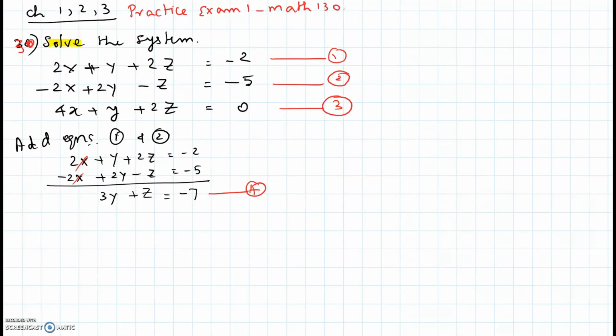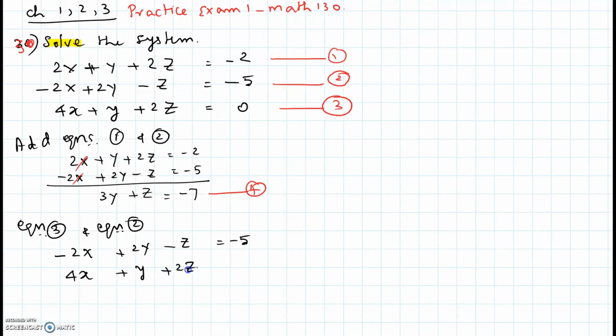Then we will take equation 3, because we have not used it yet, along with either equation 1 or equation 2, and eliminate the same variable x. Equation 4 is missing x, so we have to get another equation which is also missing the variable x. So now we are going to take equation 3 and equation 2. It is negative 2x plus 2y minus z equal to negative 5, and 4x plus y plus 2z equal to 0.